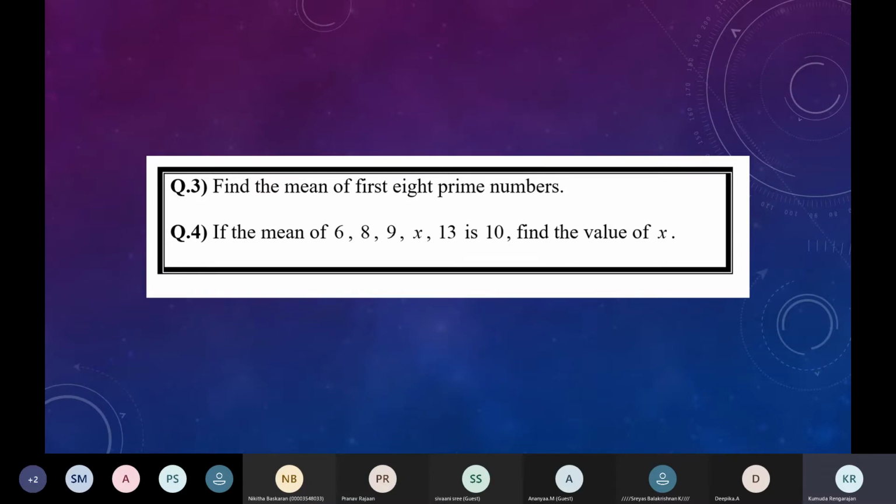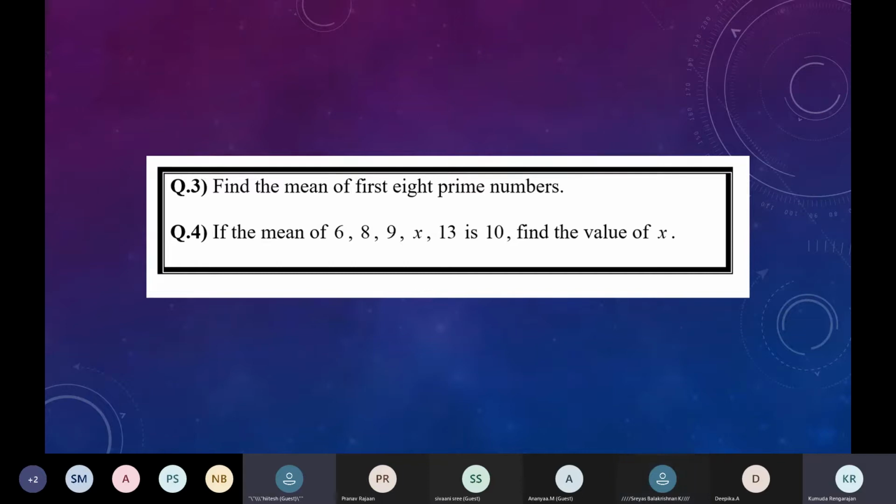Okay, what about 3? 3 is a prime number. 5 is also a prime number. 7? Prime number, ma'am. What about 9? Ma'am, it is a composite number. Yeah, it is not a prime number.